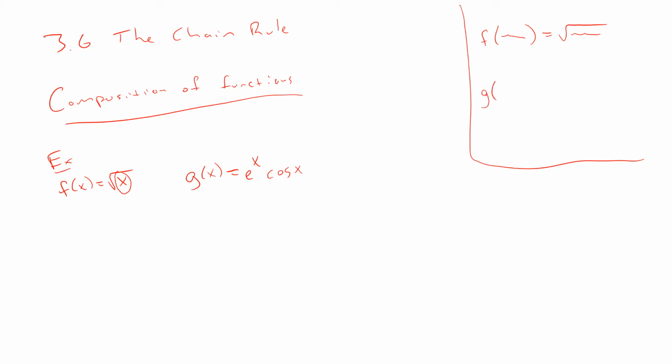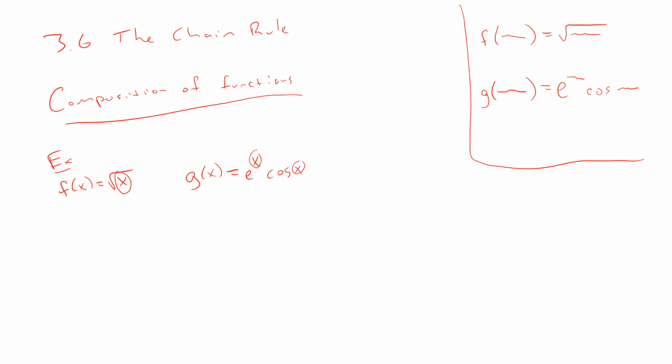Same thing with g. If I want to do g of whatever, then everywhere I see an x in my function, I'm going to replace it with whatever that squiggly line represents. So this is e to the whatever times cosine of whatever.